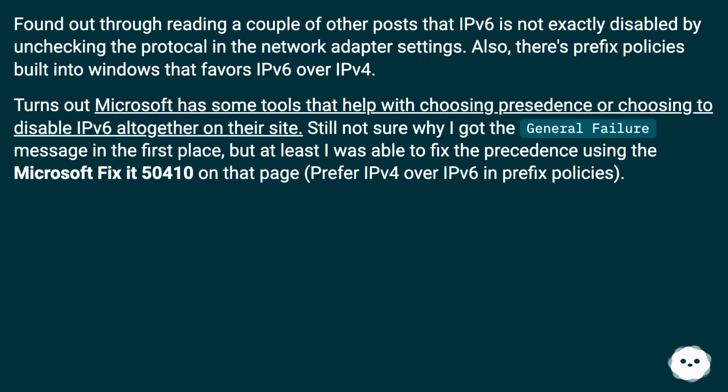Still not sure why I got the general failure message in the first place, but at least I was able to fix the precedence using the Microsoft Fixit 50410 on that page: Prefer IPv4 over IPv6 in prefix policies.